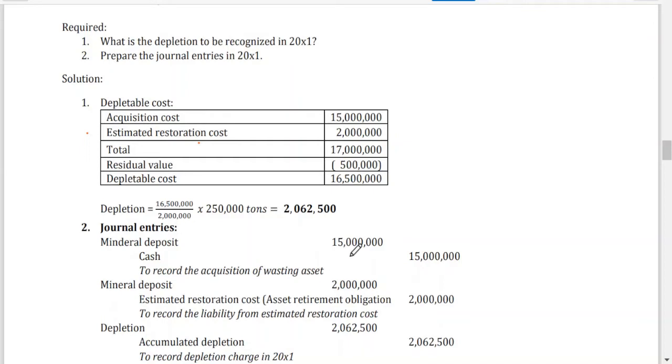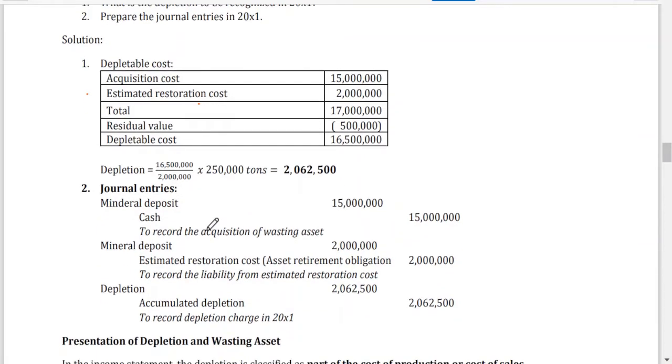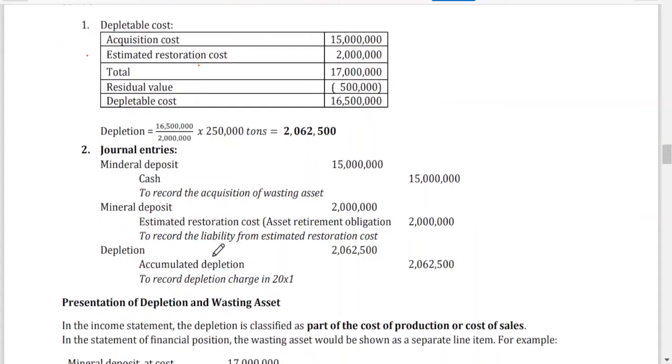Then another entry to record the estimated restoration cost. So debit mineral deposit 2 million and credit estimated restoration cost, or you can also call it asset retirement obligation, 2 million. Then to record the depletion, debit depletion 2,062,500 and credit accumulated depletion 2,062,500.